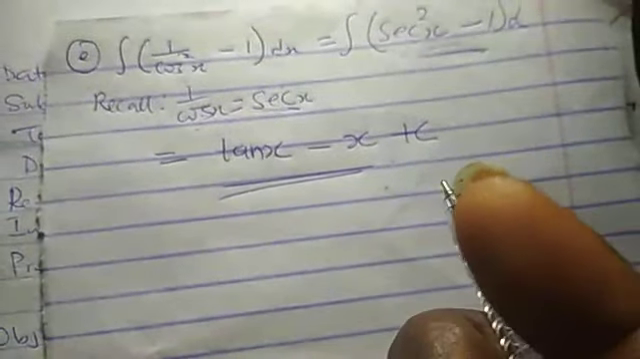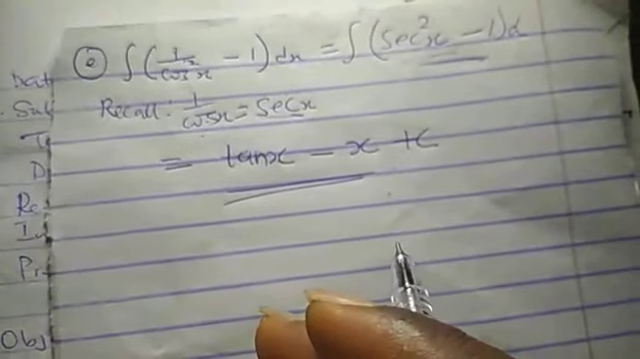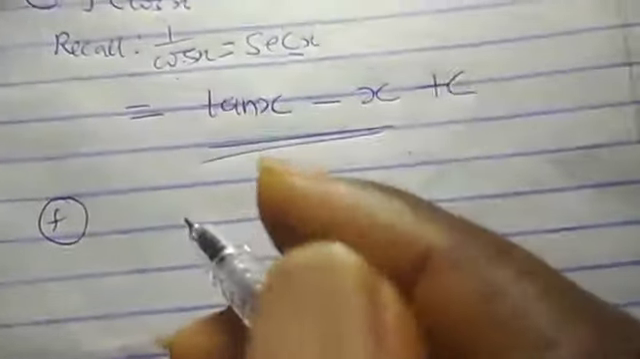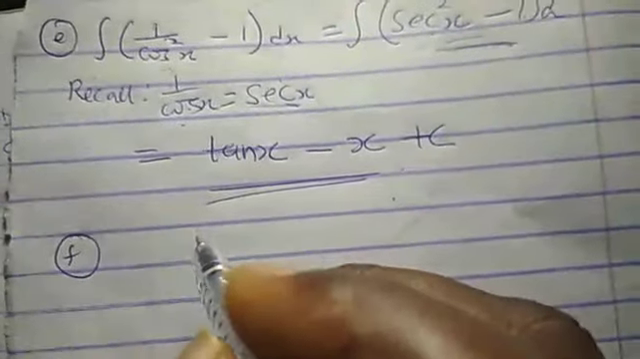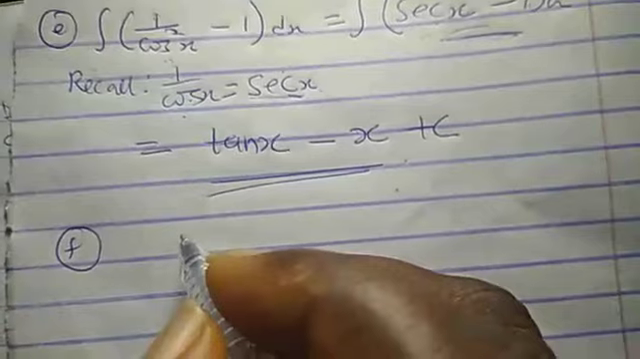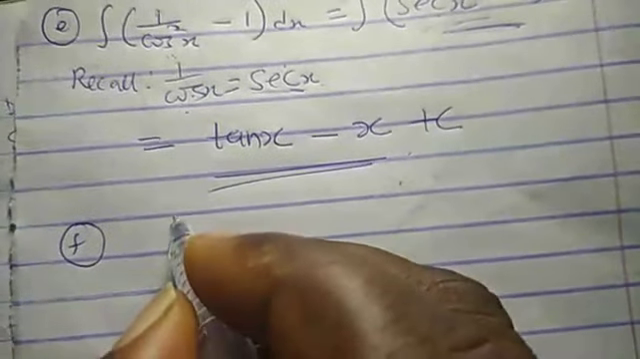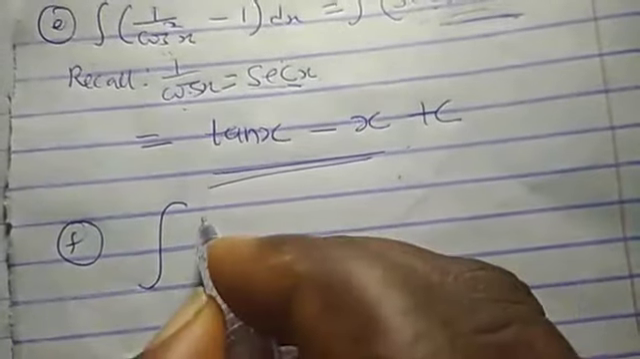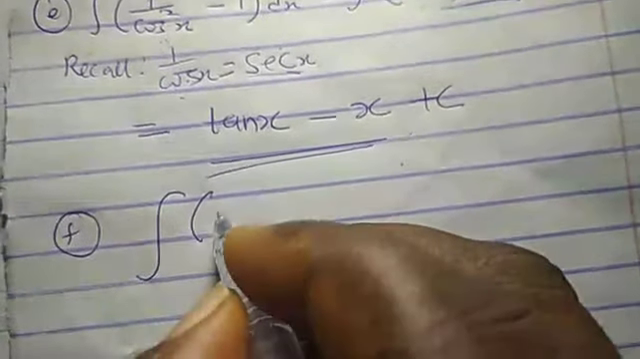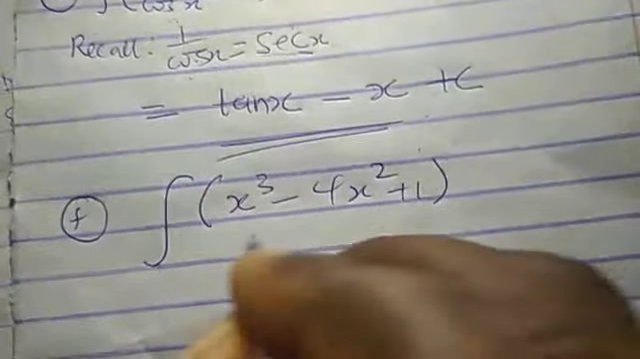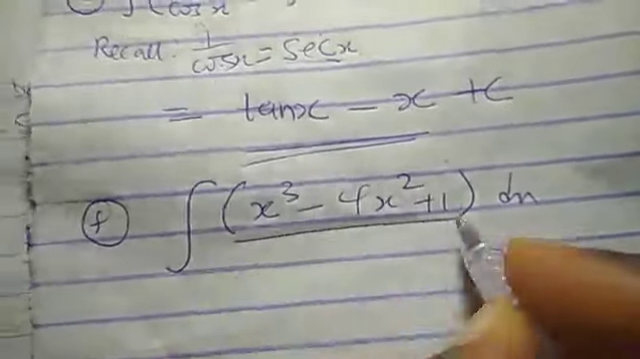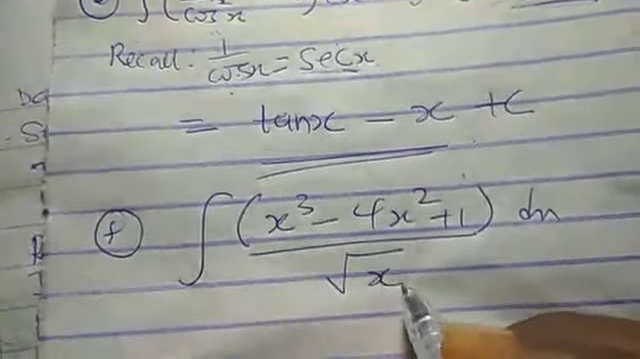So what we are doing here is that we need to know the basic differentiation. When we know the basic differentiation, then we don't have any problem. Also, the knowledge of indices is very, very important when it comes to integration and differentiation. When it comes to calculus generally, we should know how to integrate and differentiate very well. Now, for instance, let's say we are asked to simplify this: the integral of x cubed minus 4x squared plus 1, dx, divided by square root of x.